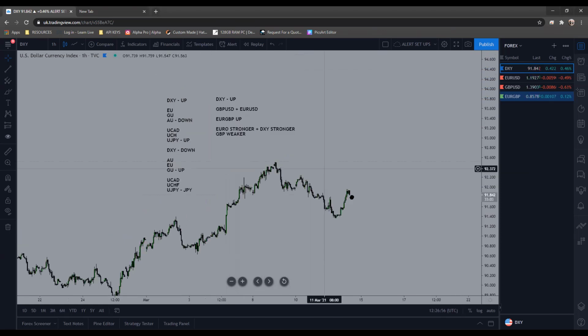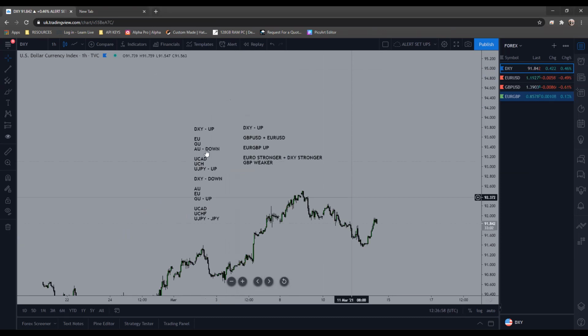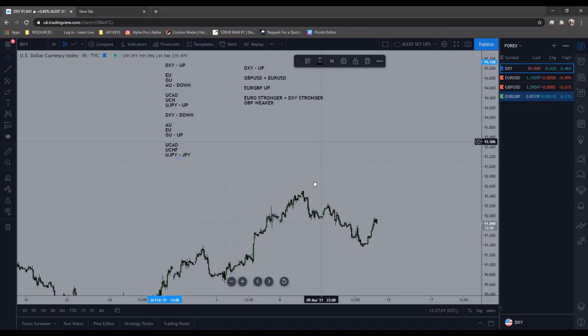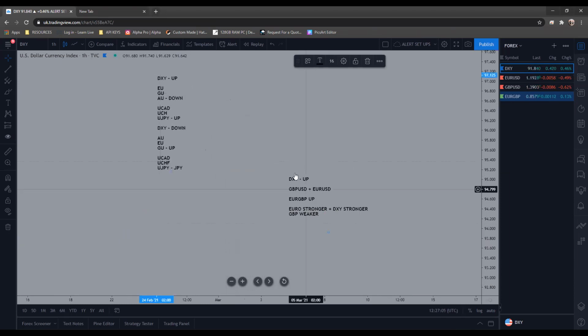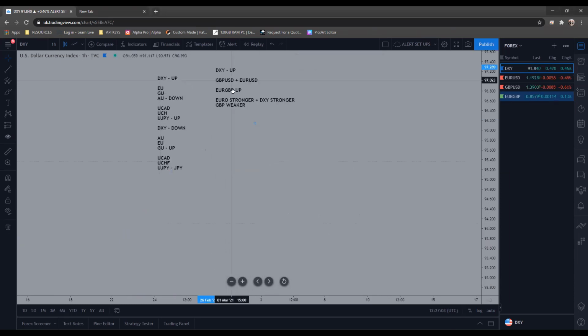I'm going to move these up a little bit so we can get rid of the chart and just look at the writing. Okay, so we'll go through this again.